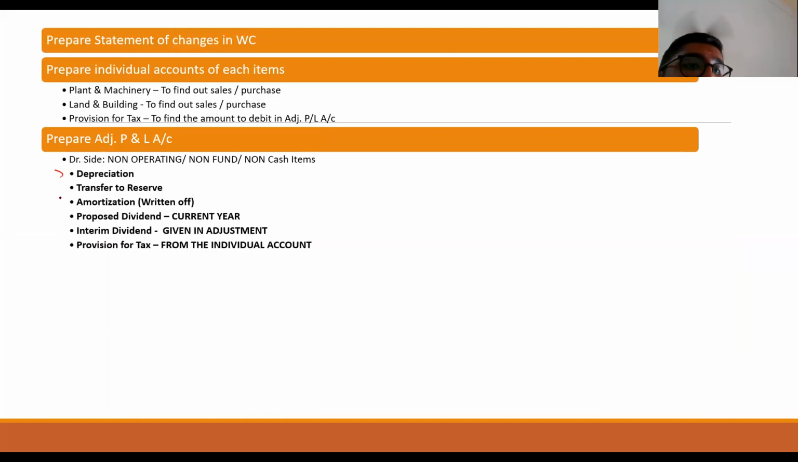So these are the items which will appear on the debit side of the adjusted profit and loss account. On the credit side, in this question, we don't have any other non-operating, non-fund, non-cash items. So depreciation, transfer to general reserve, goodwill written off, proposed dividend of the current year, interim dividend given in the adjustment, and provision for tax, the total amount that you receive from the individual account. These are the items coming on the debit side of the adjusted P&L account. And on the credit side, we have only that balance brought down.